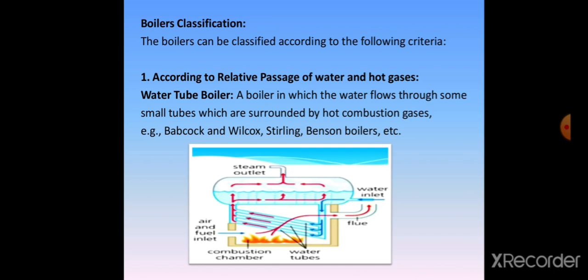Water is coming into the tubes. Okay, when it is coming into the tubes, these tubes are getting heat from the fuel and converting this water into steam. So this is the water tube boiler, and examples of this type of boiler are the Stirling boiler, Benson boiler, and Babcock and Wilcox boiler.